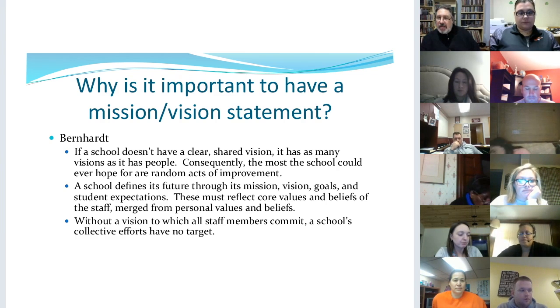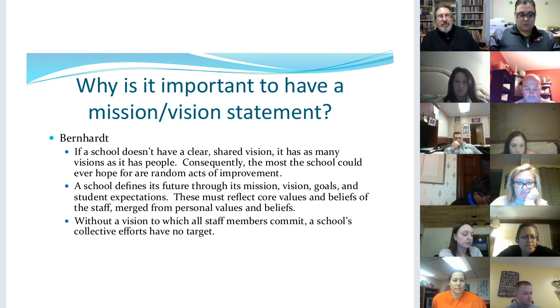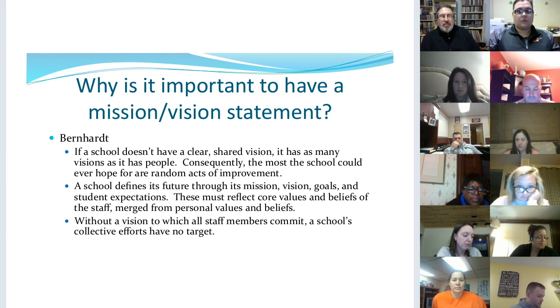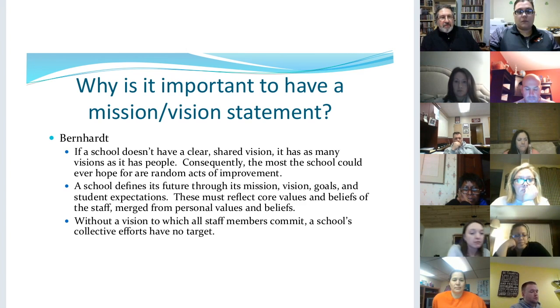I like these sayings from Bernhardt. If a school doesn't have a clear shared vision, it has as many visions as it has people. That's too true. Consequently, the most a school could ever hope for are random acts of improvement. That's a profound statement. A school defines its future through its mission, vision, and goals, and student expectations. And without a vision to which all staff members commit, a school's collective efforts have no target.